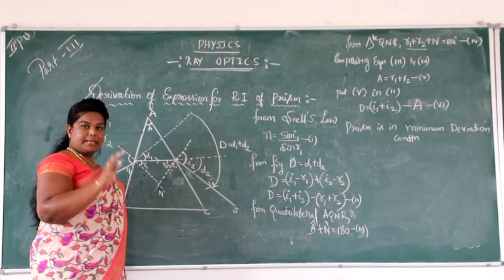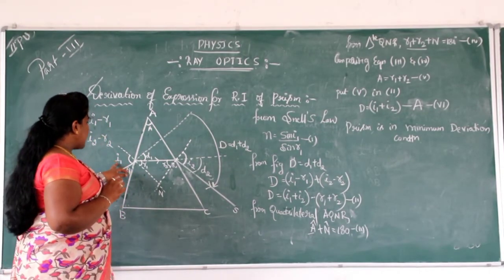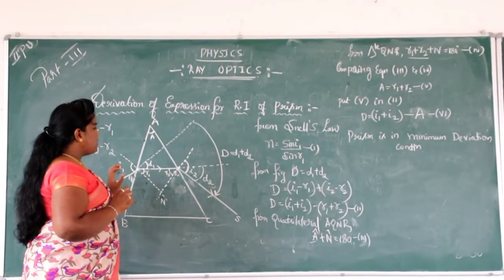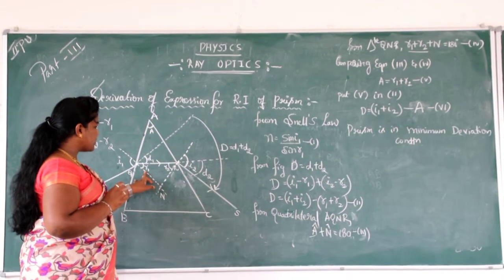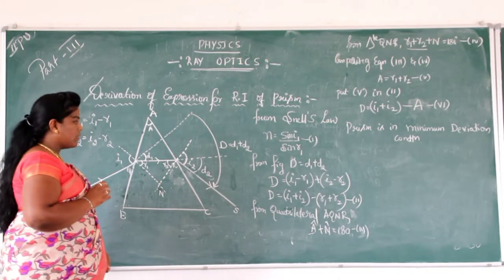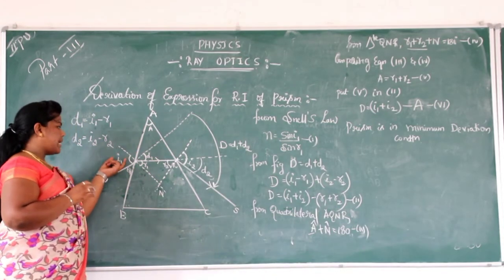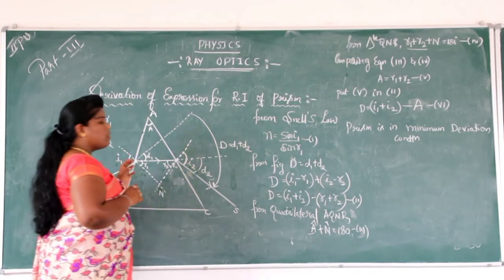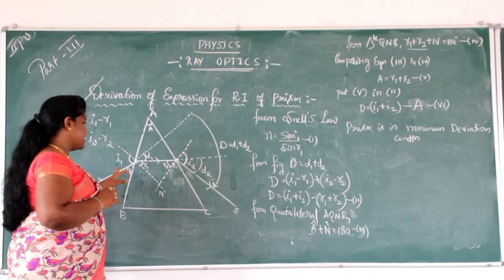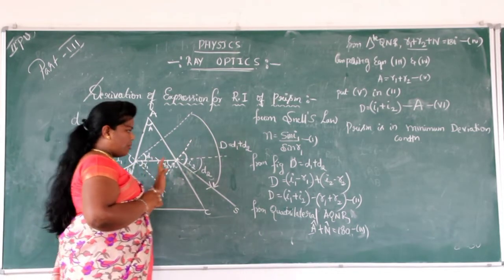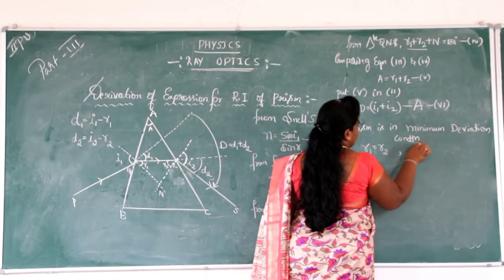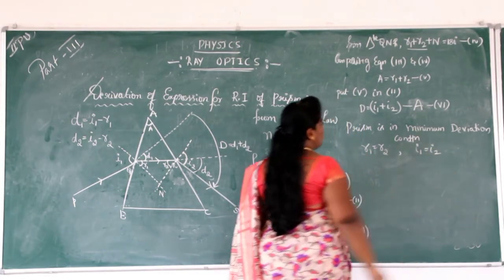As I said, the prism is in a minimum deviation condition. When the prism is in minimum deviation condition, the angle of incidence and the angle of emergence are both the same, as well as the angle of refraction and the angle of incidence for the second refracting face. Please be careful, I am repeating again. This is the angle of incidence, this is the angle of emergence for the entire prism. So in minimum deviation condition, I1 is equal to I2 and R1 is equal to R2.